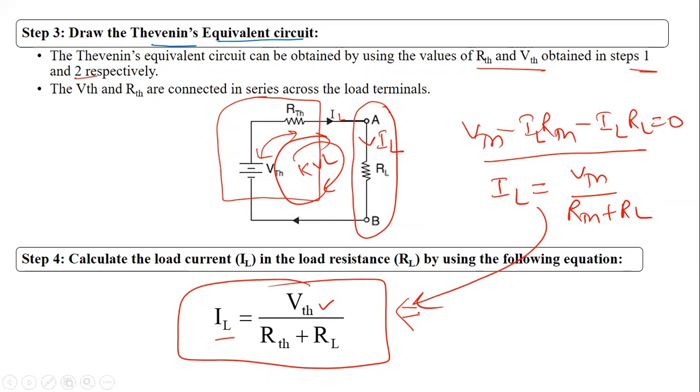So that means to apply Thevenin's theorem on any given electrical network which is linear and bilateral, first we need to calculate RTH, Thevenin's resistance. Second, we need to calculate the open circuit voltage. Third, we will draw its equivalent circuit, the Thevenin's equivalent. And fourth, we will calculate the load current if it is asked. If it is not asked, then you can stop at step number 3.